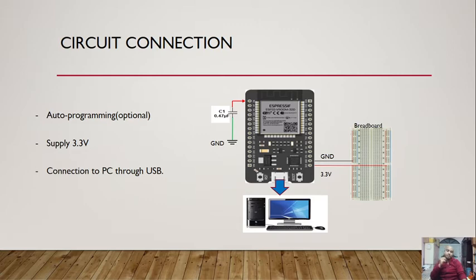The supply voltage needed to power up the ESP32 is 3.3 volt. Also, not to forget, the connection to ground is needed to complete the whole circuit. Lastly is the connection to the PC through USB, to transfer the program from the PC to the ESP32.